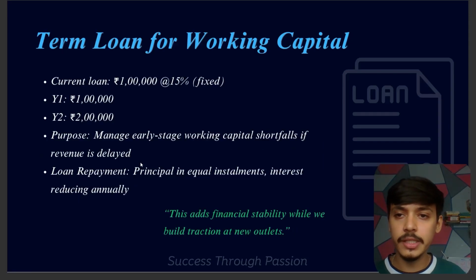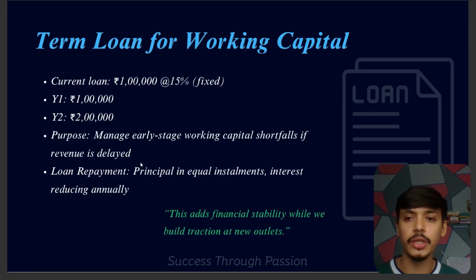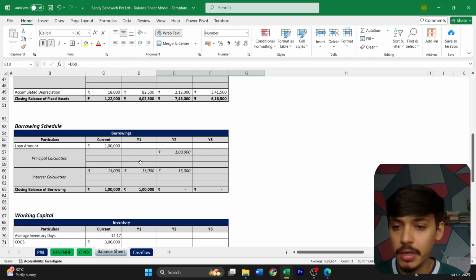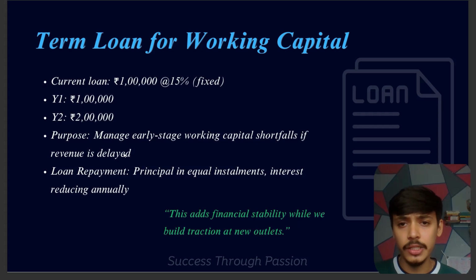Perfect. Moving on to the next element, which is term loan for working capital. So let's understand the description first. Current loan 1 lakh rupees at 15% interest. So here we have fixed interest, that is we are only paying interest amount on the entire principal for the 3-year period. Since we have this loan for 3 years, in year 3 we will have to pay our principal amount, that is the entire 1 lakh, which is what we have modeled already in our borrowing schedule. So the current year is already being modeled.